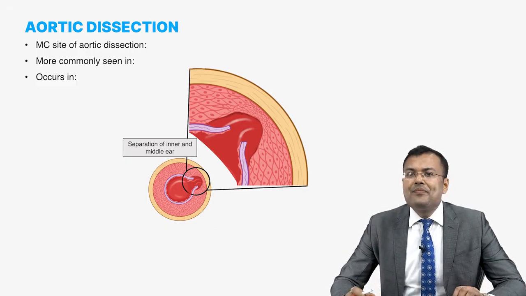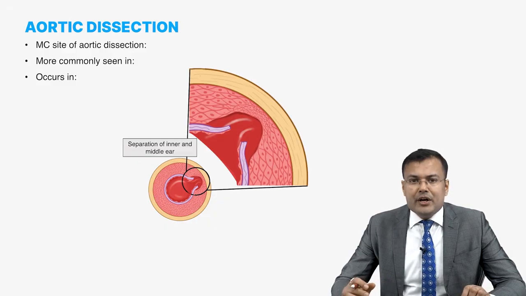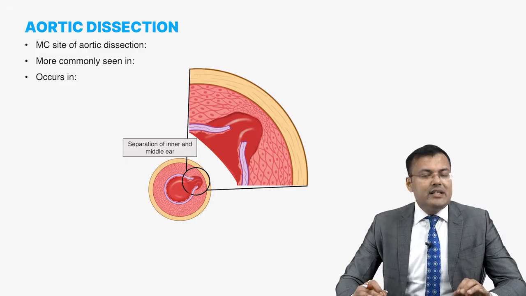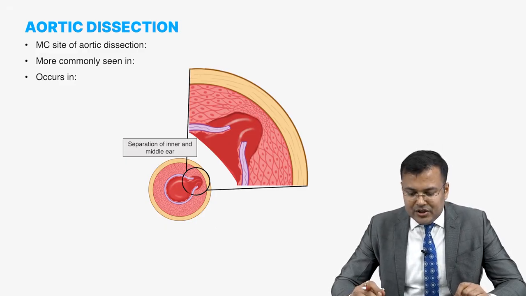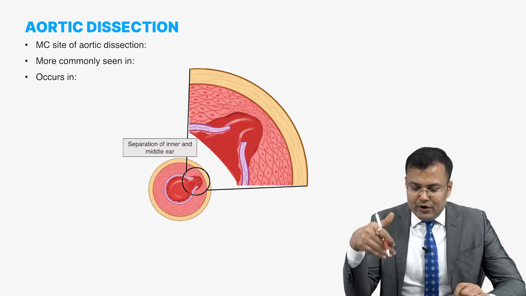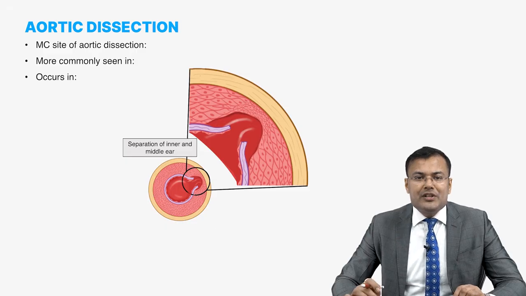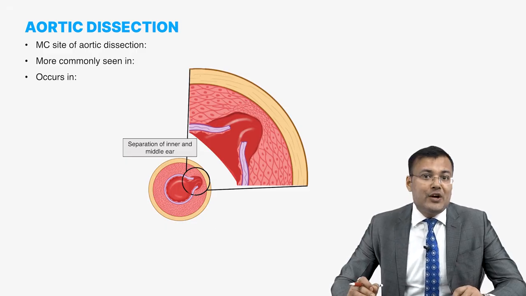So what is the problem here? There is a transverse tear. Because of that, blood is going to enter into the intima-media space. And since blood enters under pressure, there is dissection of the aorta, leading to separation of the inner and middle layer. So question: what is the most common site of aortic dissection?